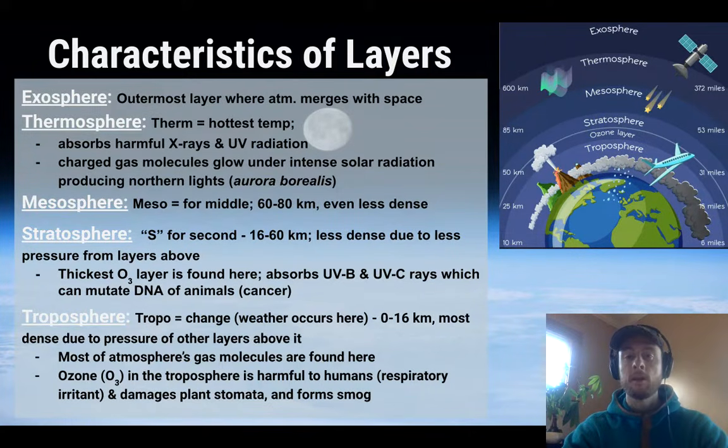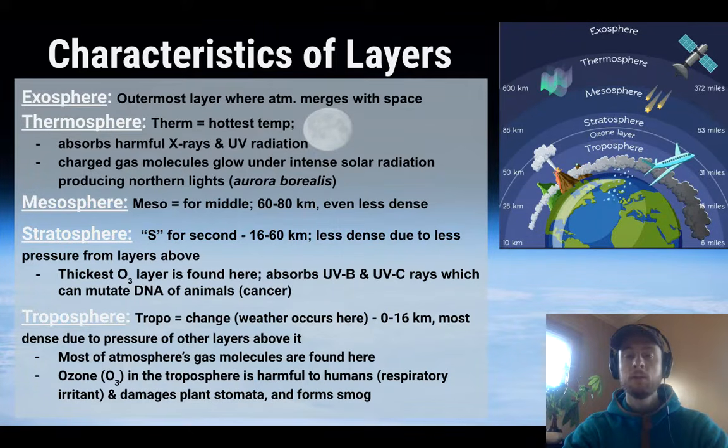Then we have the stratosphere, and you can remember S for second, since it's the second layer of the atmosphere. The most notable thing about the stratosphere is the dense ozone layer that forms here, which I mentioned earlier, helps block UV radiation. So that's really beneficial for life on Earth. Then we have the mesosphere, and you can remember M for middle.